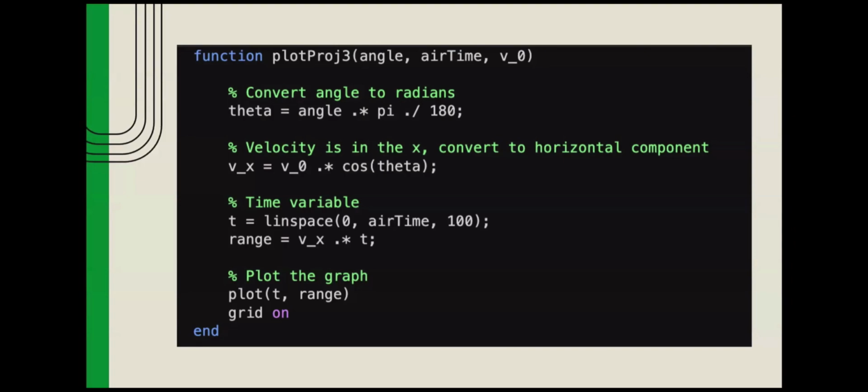So first you need to convert the angle to degrees. That's the first step. Then you need to convert it to the horizontal component. Then you need to initialize your time variable and create something for your range or describe how range changes with time. And then you just plot the graph. And then you should get a graph kind of like this.